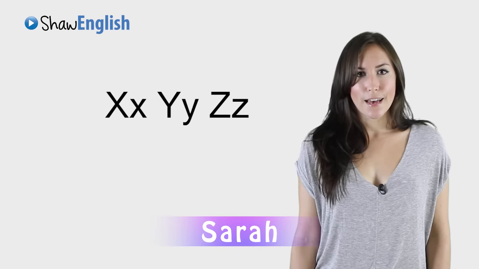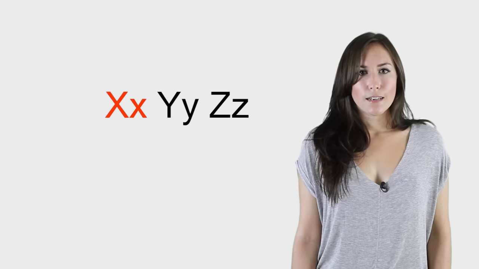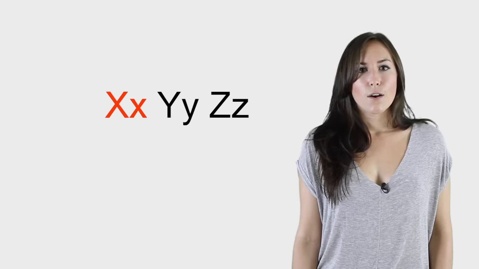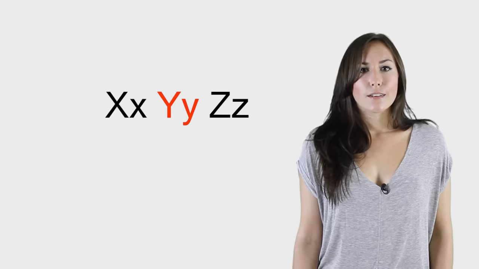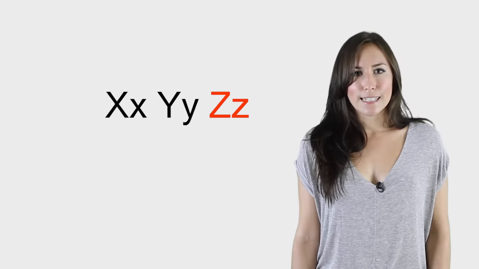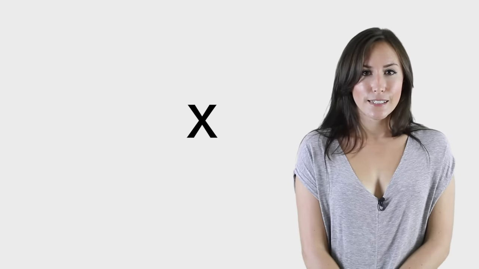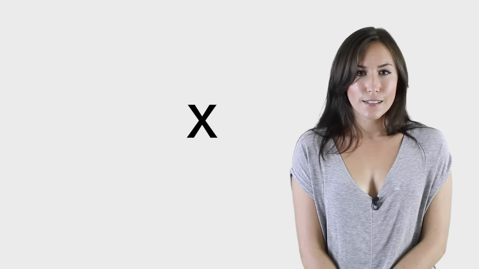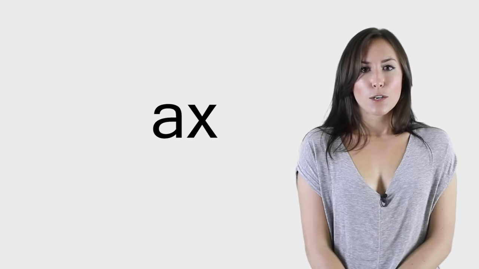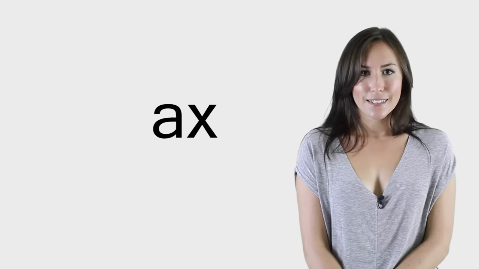Let's listen to the letters X, Y, and Z. X, ks, ks, ks. Y, y, y, y. And Z, z, z, z. Please listen carefully and always repeat the letter and the word after me. Let's get started. X, x, x, x. A, X. Repeat after me. Axe, axe, axe.